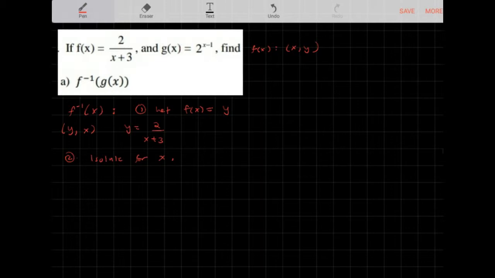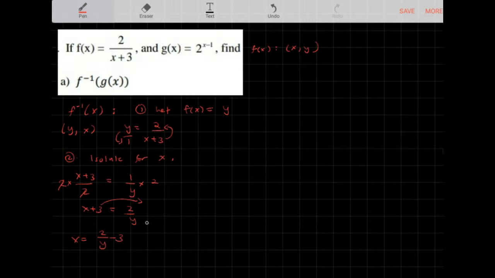I'm going to isolate for x. So if I isolate for x, I'm going to just do the reciprocal of each. So you get x plus 3 over 2 is equal to 1 over y. And then if I want to isolate for x, I'm going to multiply by 2. Whenever I do the one side, I'm going to do the other side. So you get x plus 3 is equal to 2 over y. And then I'm going to move the 3 to the other side, so x is equal to 2 over y minus 3.